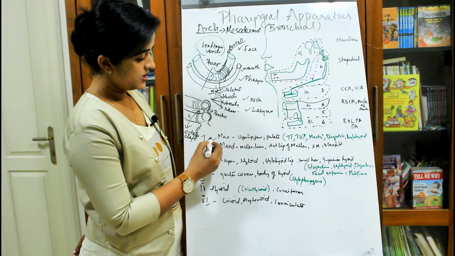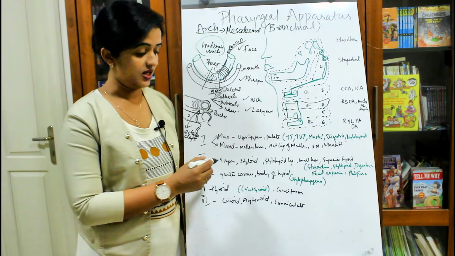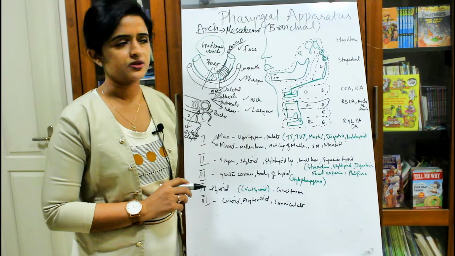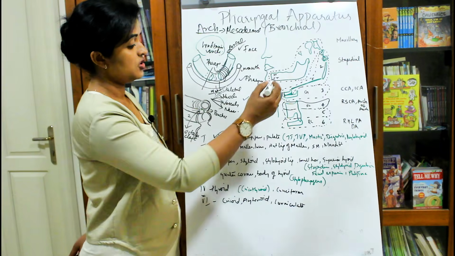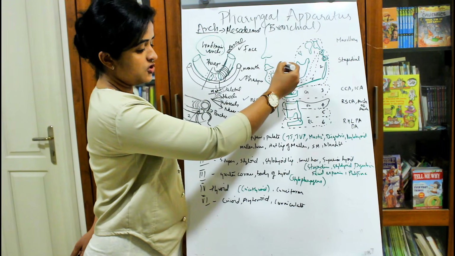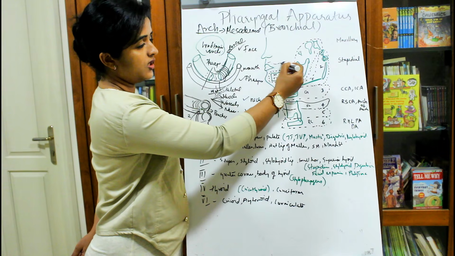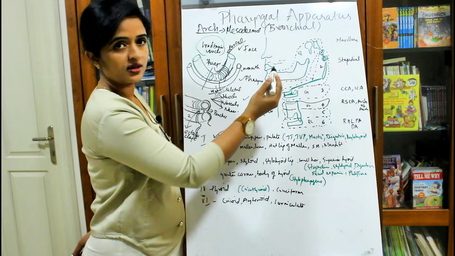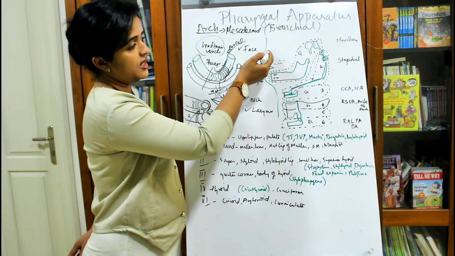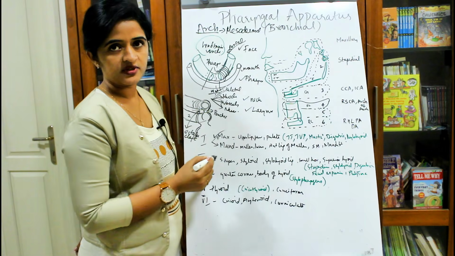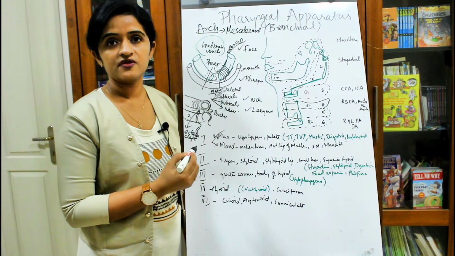So the first arch has got 2 processes. One is the maxillary process and the other one is the mandibular process. The maxillary process is responsible for the formation of the upper lip, the upper jaw and the palate. You have the upper lip here, the upper jaw here and the palate formation here. And this maxillary process is separating the nasal cavity from the oral cavity. So that is about the maxillary component of the first pharyngeal arch.